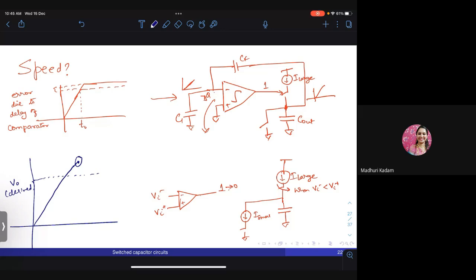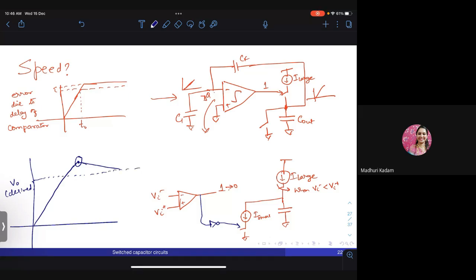What we will do is we will detect that condition and control this switch. Once the comparator output goes from 1 to 0, that output is then inverted to turn on the I small. So this I small is a small current which will discharge the output with a smaller value of current. So this I small will now start discharging the output with a much smaller slope.